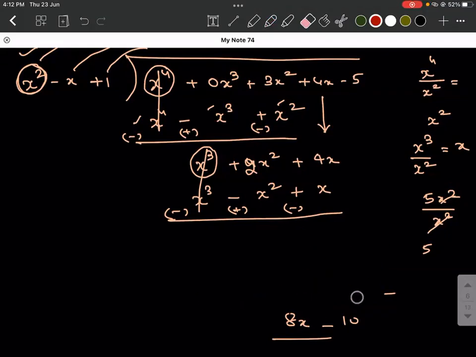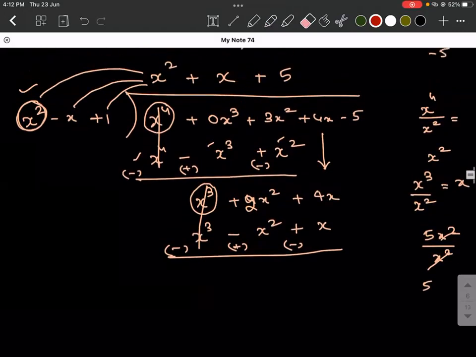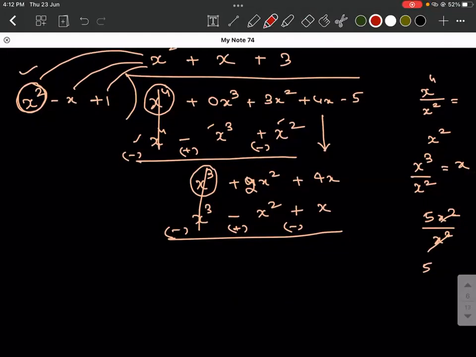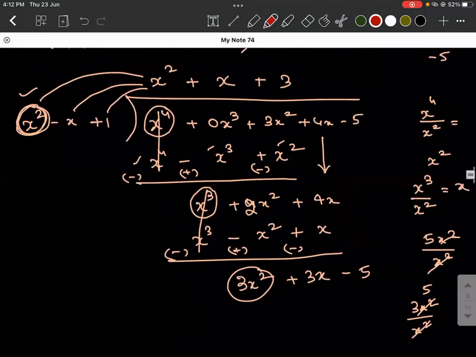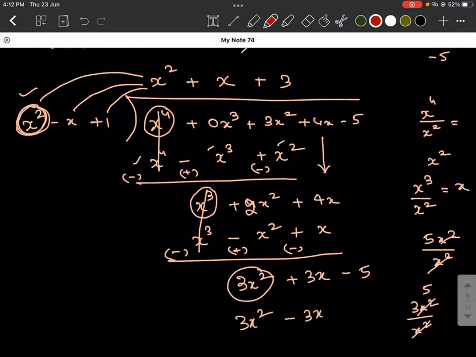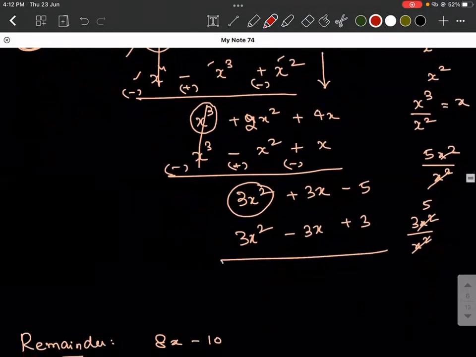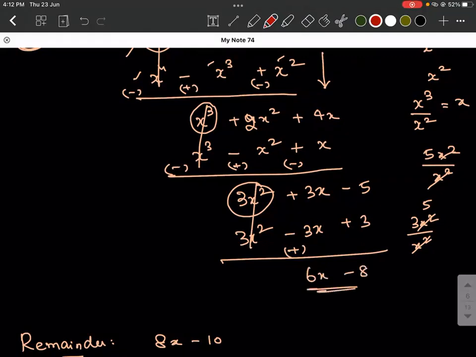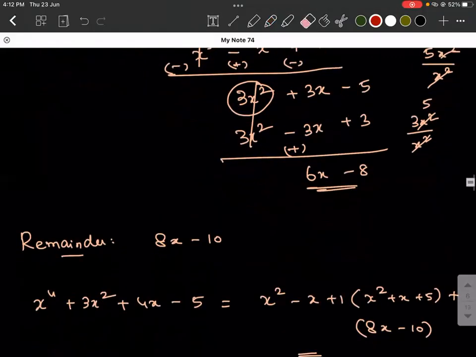Okay, but I hope you understood the method. So here it will become 3, no? So x cube minus x square plus x. So this will be 3x square plus 3x minus 5. Now 3x square is there. Here you have x square. So 3x square divided by x square, cancel both. You will get a 3. So 3x square minus 3x plus 3. So this will get cancelled. So 6x minus 8. Right? So remainder is 6x minus 8.